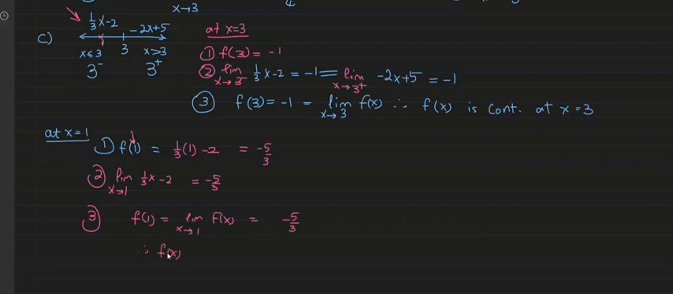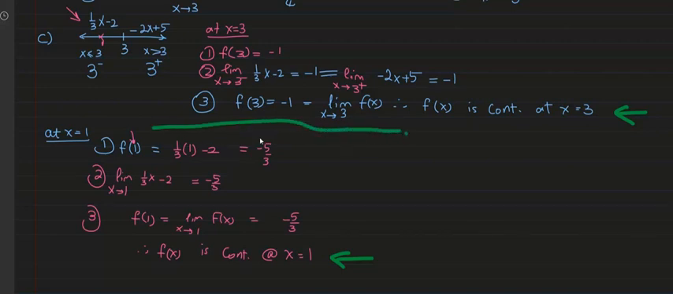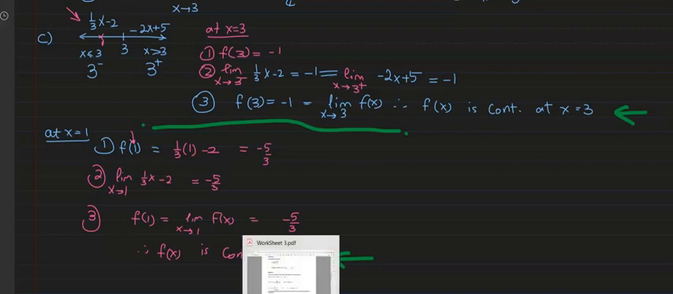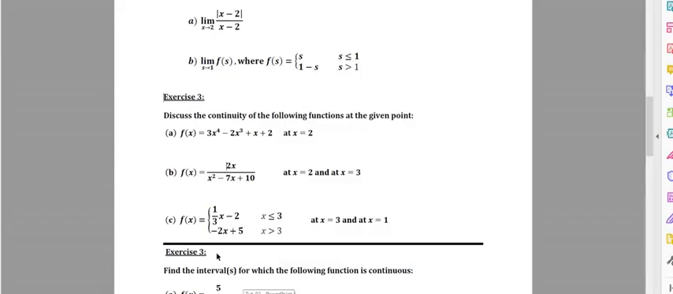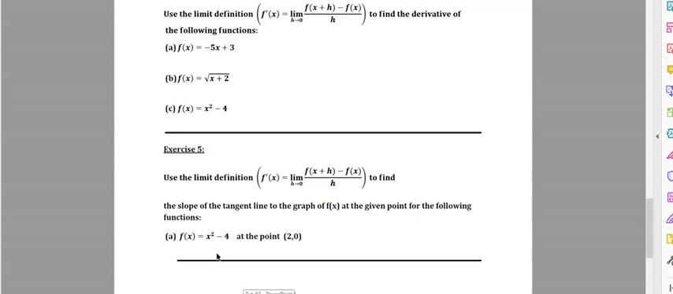Therefore f of x is what? Is continuous at x equals 1, right? So we decided here that the function is continuous at x equal 1, and it's continuous as well at x equal 3. And this is how we show it. Okay, let's move to the last exercise we have here.